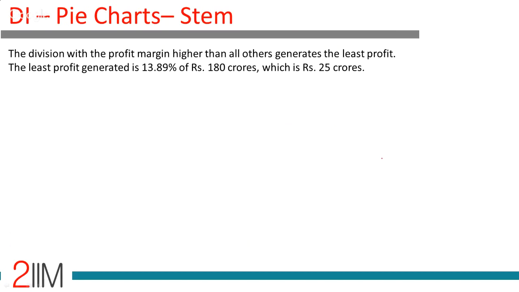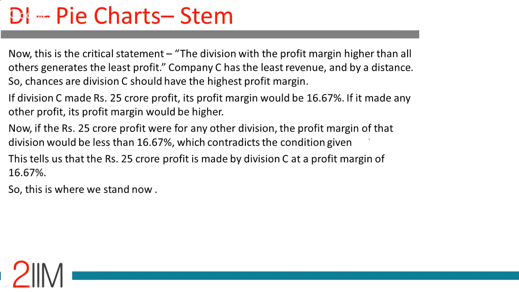So the least profit is 25 crores. This we know. So this 25 crore profit is generated by the highest profit margin. So what profit margin should that be? Which division should that be? Think about it, the profit margin is very high. The division with a margin higher than all others generates the least profit.